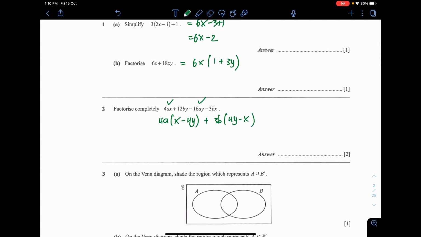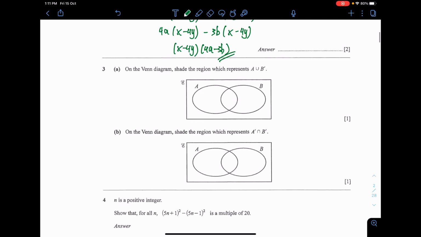Okay, now 4y minus x and x minus 4y are not exactly the same. However, I can put a negative outside of the 3b, and this will become x minus 4y. Basically what we did is just factorizing the negative sign. Now they are actually common brackets. I just put them together here. We call this a grouping factorization.